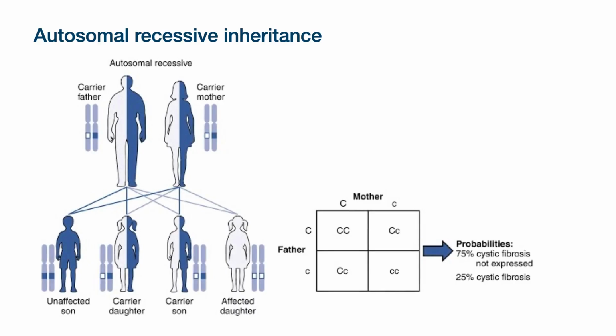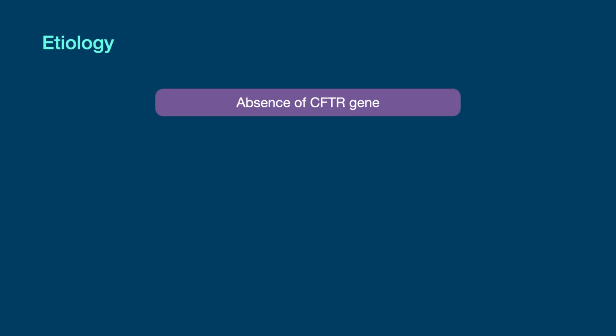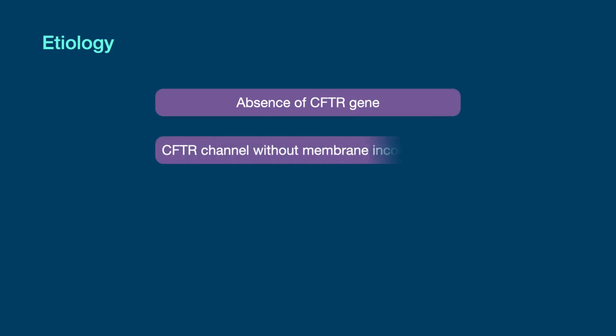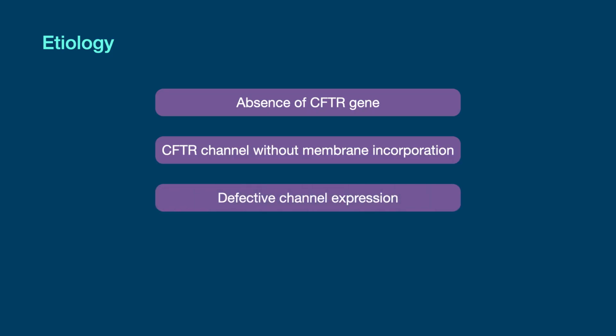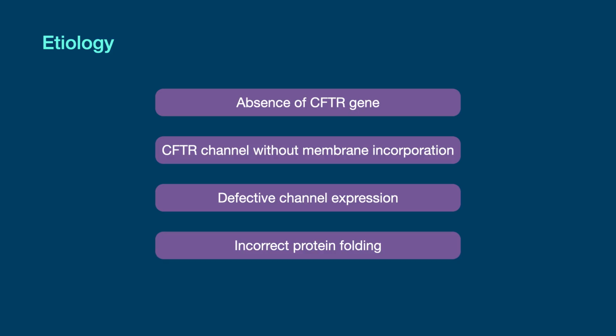This is an example of an autosomal recessive inheritance, which is seen in the inheritance of the mutated gene in cystic fibrosis. If both parents are carriers, only 25% of the time the child will be affected. There are several types of mutation, and these can be classified into four: the absence of CFTR gene expression, synthesis of CFTR channel but without membrane incorporation, defective channel expression and incorporation without opening due to the mutation, and lastly, the incorrect protein folding resulting in defective channel opening.